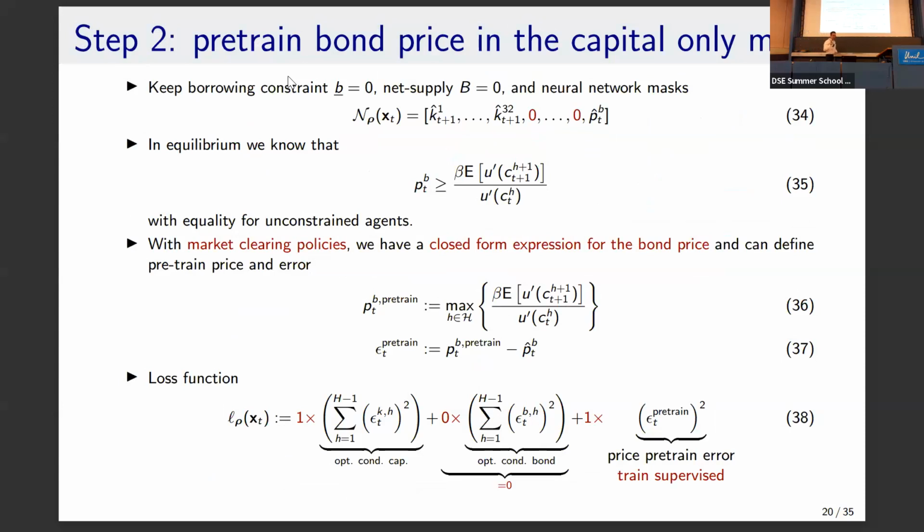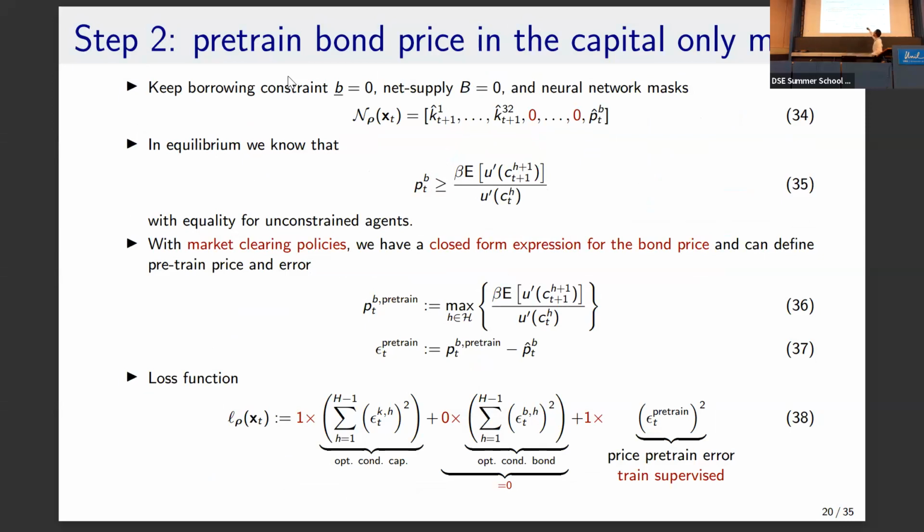And this is a very important point. Now we want to add the bond, but we want to make sure that when we add it, our loss function does not jump up. So we want to make sure we have the correct price. And it turns out that we can get a closed form solution to train the price in a supervised way.